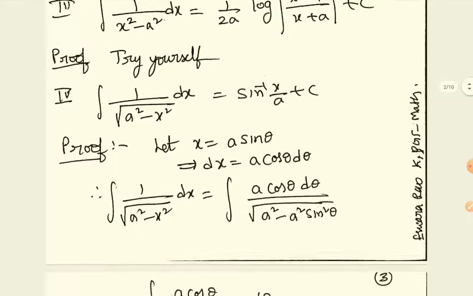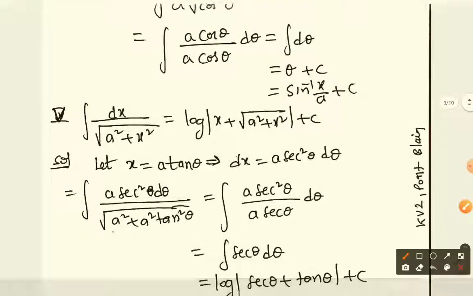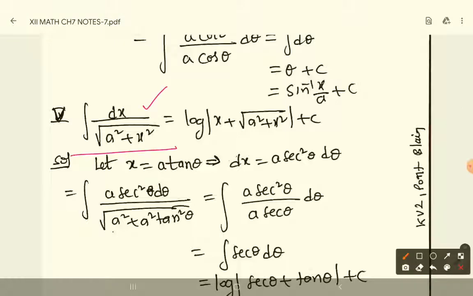Similar way, another question is given. It is integration of dx by root over a square plus x square is equal to log mod x plus root over a square plus x square. This kind of formula I have not yet discussed with you. So in inverse trigonometry also we don't get this one. So for this one especially, you will have to solve it out first by using trigonometric substitution. Look how I solved it.